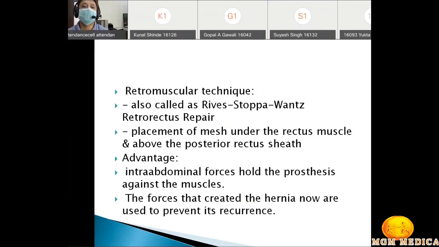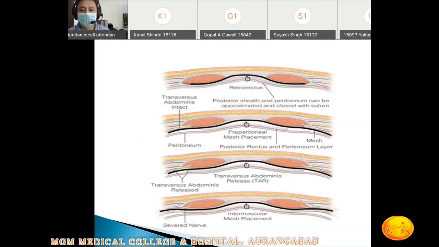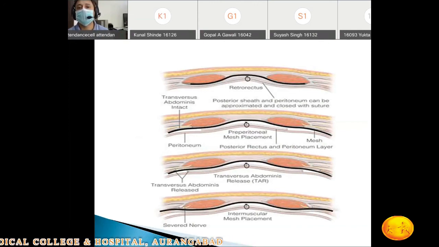In the retromuscular technique, also called the Rives-Stoppa retrorectus repair, the mesh is placed under the rectus muscle and above the posterior rectus sheath. The advantage is that intra-abdominal forces hold the prosthesis against the muscles. The forces that create the hernia are now used to prevent its recurrence. This is how retrorectus repair is done. The mesh is placed below the rectus muscle, so the pressure from inside helps to keep the mesh in position.